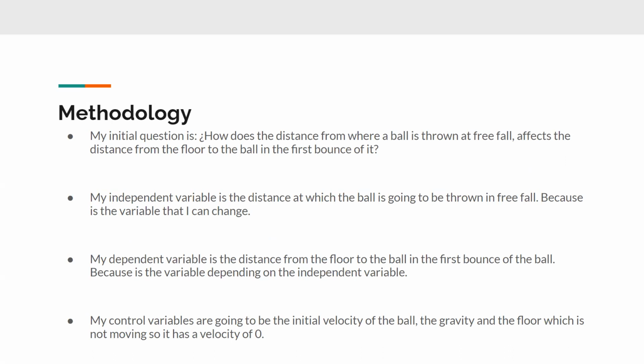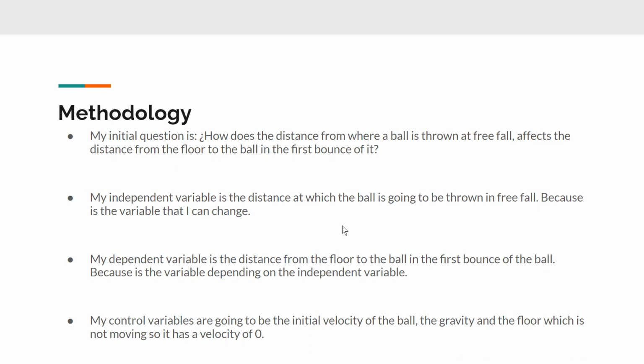So the methodology I use, my initial question was, how does the distance from where a ball is thrown in free fall affect the distance from the floor to the ball in the first bounce of it? When I throw a ball from a certain distance, how does that distance affect the first bounce of the ball? My independent variable is the distance at which the ball is going to be thrown in free fall because it's a variable that I can change. My dependent variable is the distance from the floor to the ball in the first bounce of the ball because it's the variable depending on the independent variable.